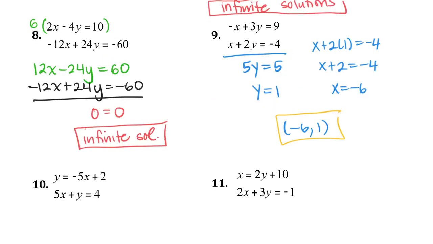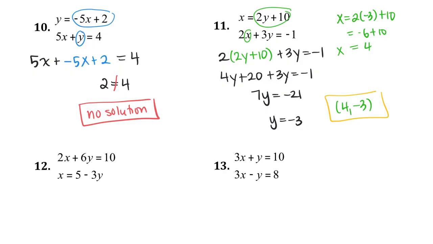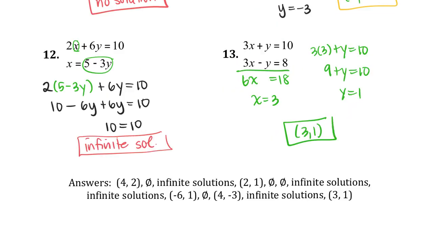Unpause when you're stuck. Okay, for 8, I got 0 equals 0, which meant infinite solutions. Make sure you show this step to show that you've gotten to a true statement. For 9, -6 comma 1. Okay, for 10 and 11, I used the substitution method. For 10, I plugged it in. I have 5x minus 5x, which cancel. So I get 2 equals 4, which is not true, so this is no solution. For 11, I also did substitution, and I got 4, -3. Okay, and then for 12, substitution again. Again, the -6y, +6y canceled, so I got 10 equals 10, which is always true, so infinite solutions. And then for 13, I did elimination, and I got 3, comma 1.